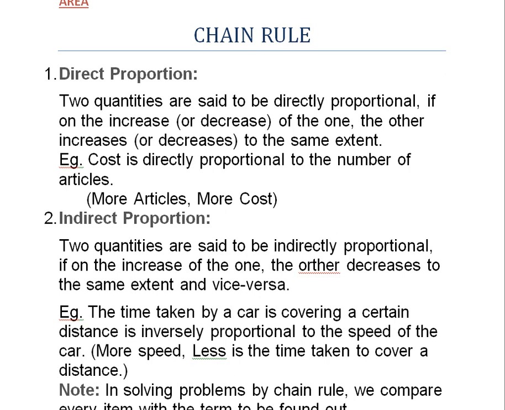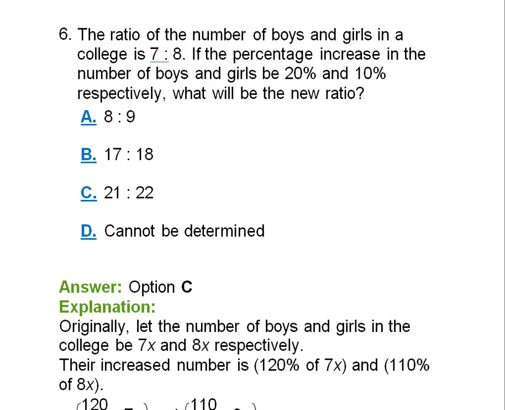So before moving on to the topic of chain rule, let's solve the homework problem first, which was given in ratio and proportion part 2. The ratio of the number of boys and girls in college is 7:8. If the percentage increase in the number of boys and girls be 20% and 10% respectively, what will be the new ratio? Okay, so our answer is option C.